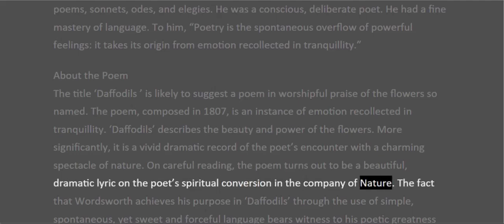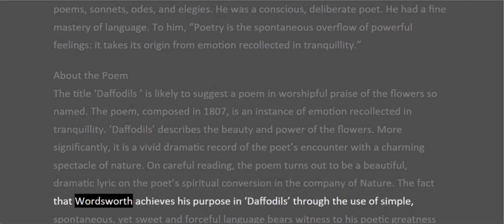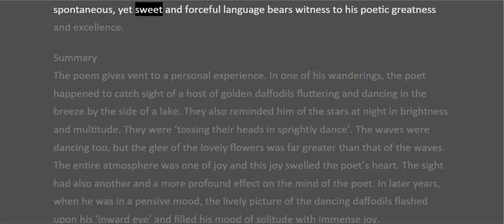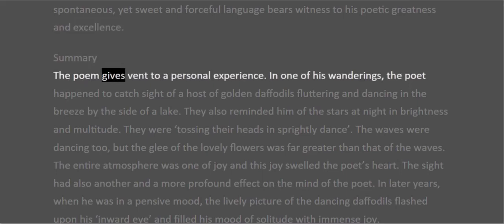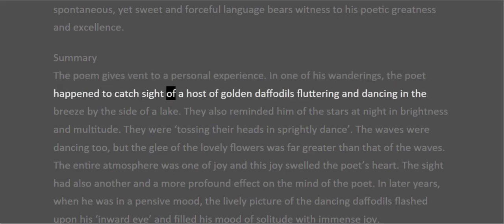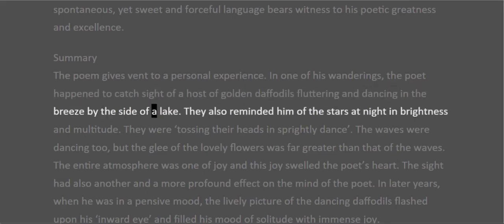The fact that Wordsworth achieves his purpose in Daffodils through the use of simple, spontaneous, yet sweet and forceful language bears witness to his poetic greatness and excellence. Summary: the poem gives vent to a personal experience. In one of his wanderings, the poet happened to catch sight of a host of golden daffodils fluttering and dancing in the breeze by the side of a lake.